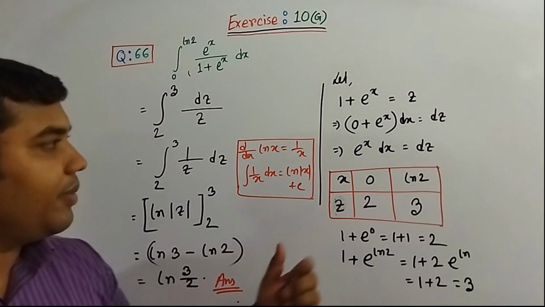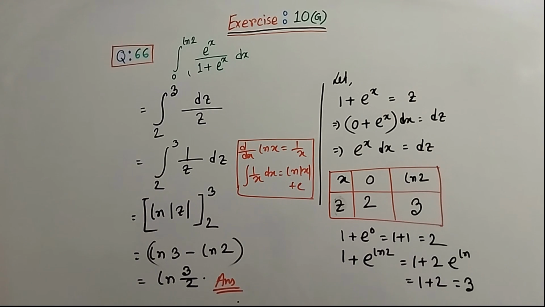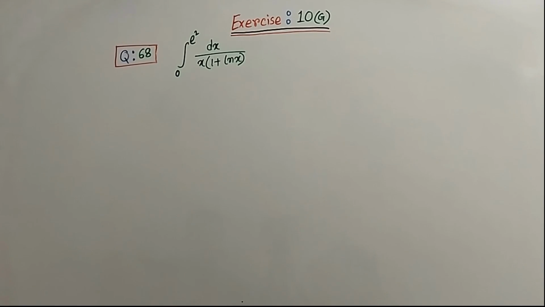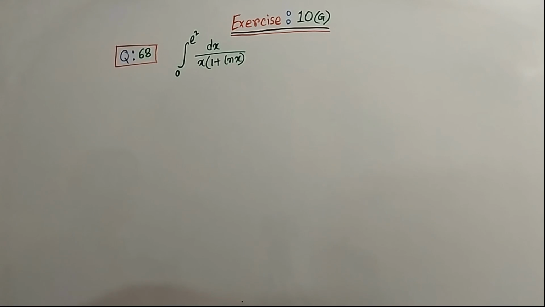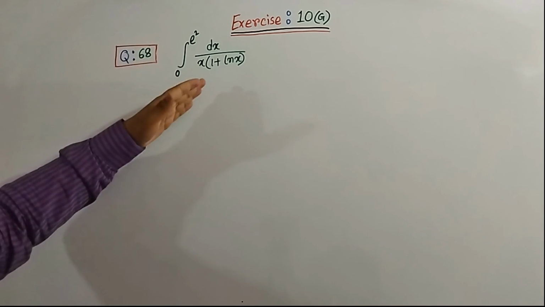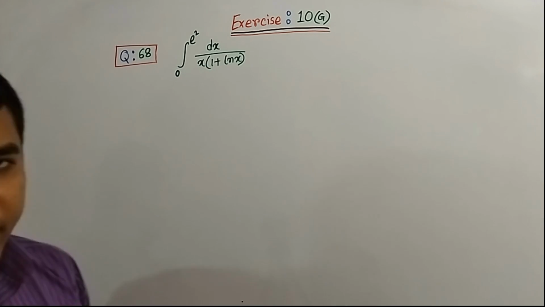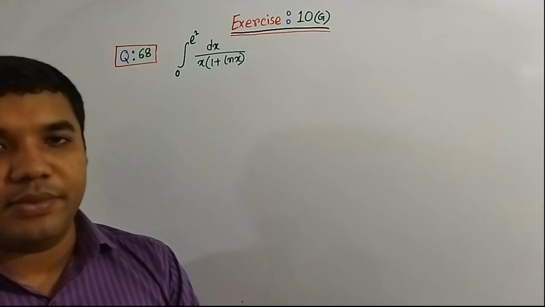Okay, let's have a look at our second type of problem. So dear students, our next problem is question number 68, and here the limit is 0 to e to the power square, and the integrand is dx over x into 1 plus ln x. So how can we solve these types of problems?